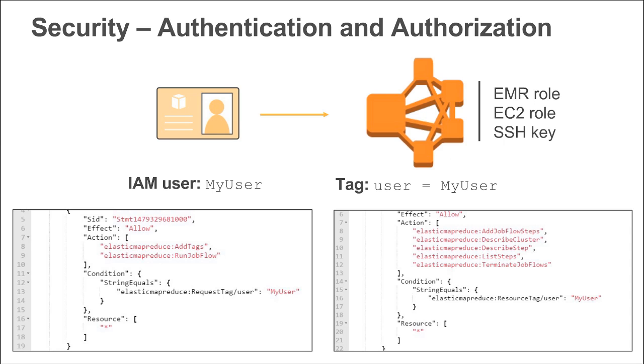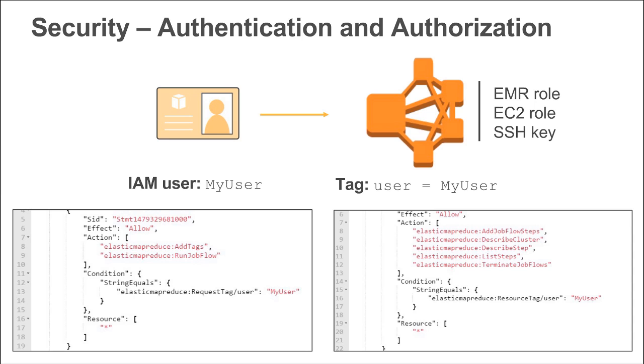So EMR supports IAM policies. And for those who don't know, IAM is a service by AWS that enables you to manage your users and their permissions within your account. And what you can do is you can use IAM to create user-based policies and attach them to users. And what these policies ultimately do is grant or deny permissions and determine what actions a user can perform with EMR and other resources within AWS.